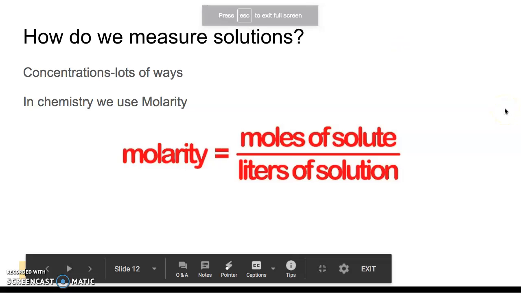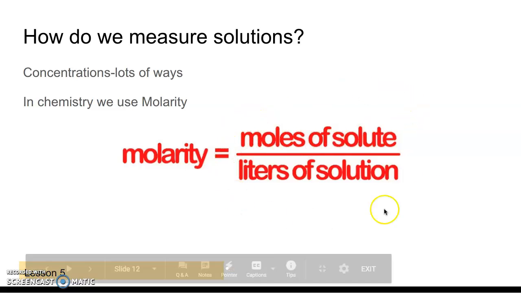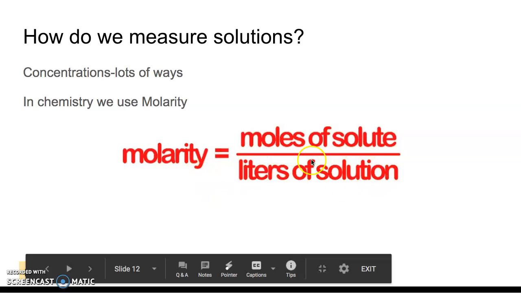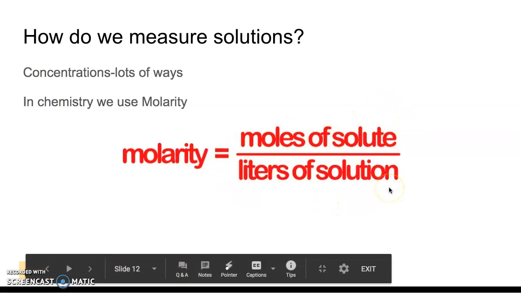Okay, so we talked a lot about what solutions are and what some factors are that might affect solutions. The last thing that we need to talk about is how we measure them and how we express them. There are a lot of ways, but in general, concentration is what we call it when we measure solutions. It's always a ratio of the amount of solute per amount of solution.